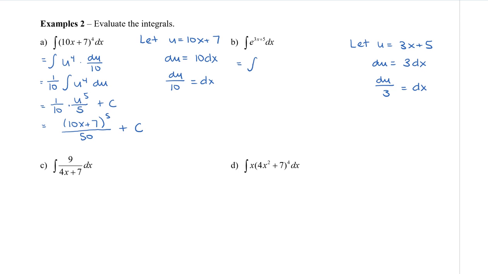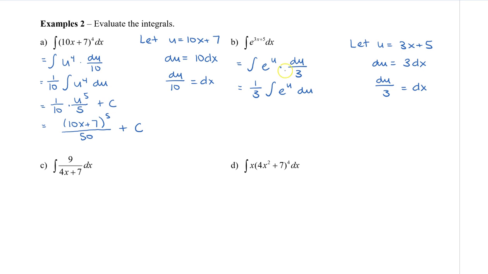I have the integral of e, which is still there, but it's e to the power of u times du divided by 3. I can pull out the 3 from the denominator and put that as 1/3 in the front, and then the integral of e to the u du.